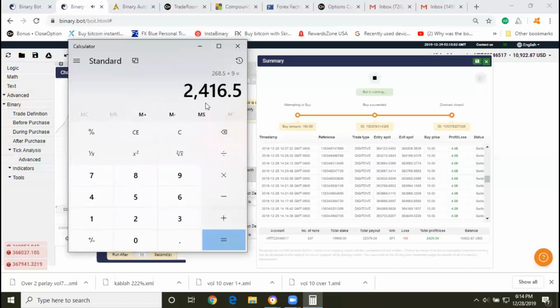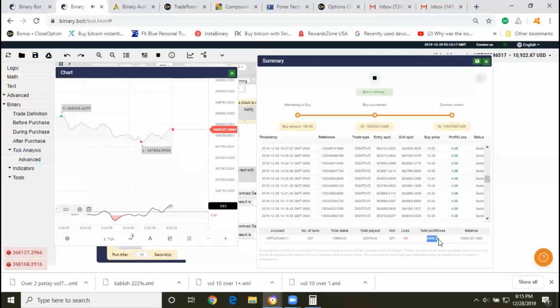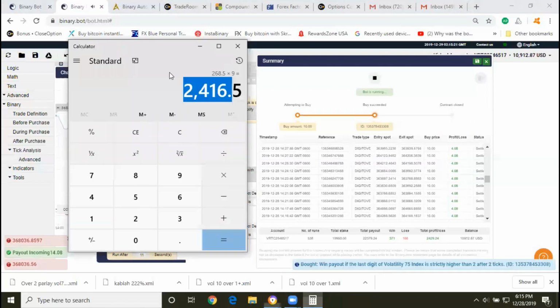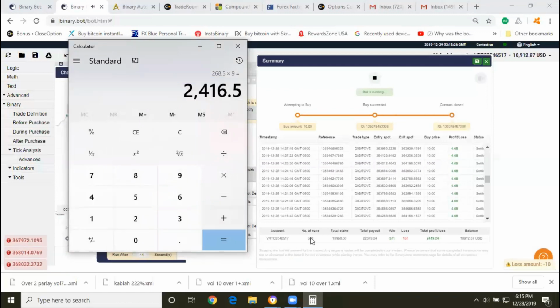Okay, so we're winning 268 trades in a row at $9 of profit per trade. A little bit over that. We are at 24.30 right now. $2,429. That's pretty much what this ratio is doing.